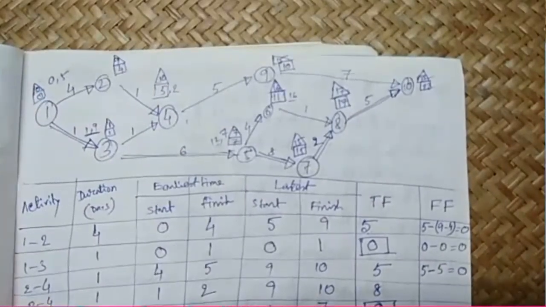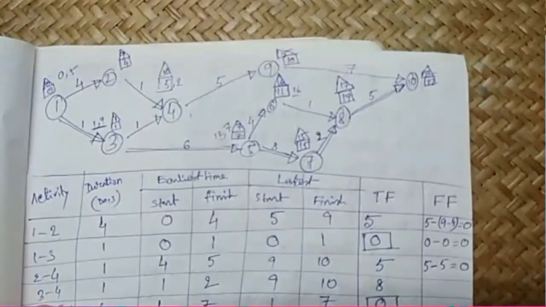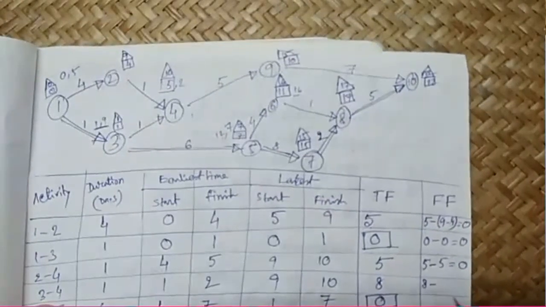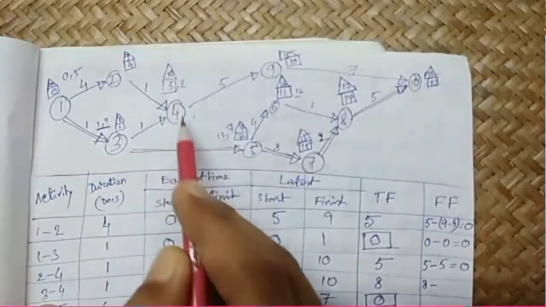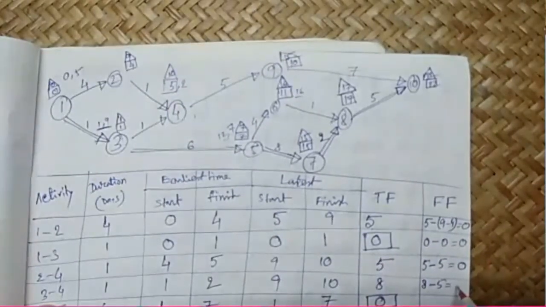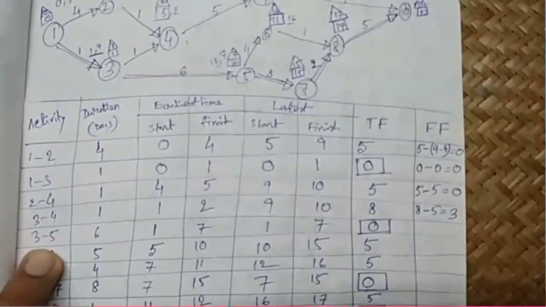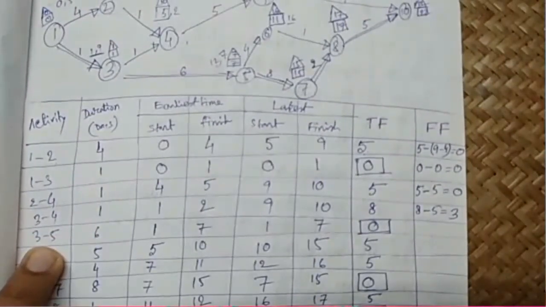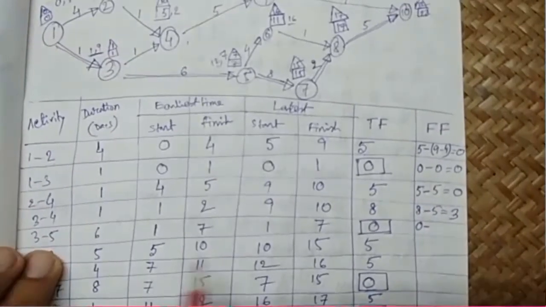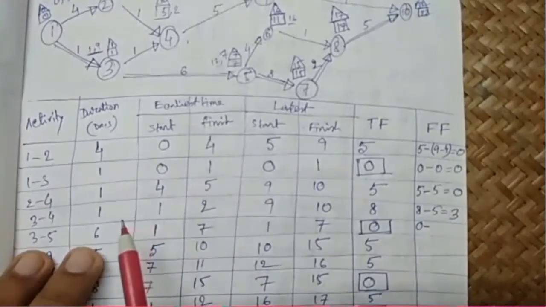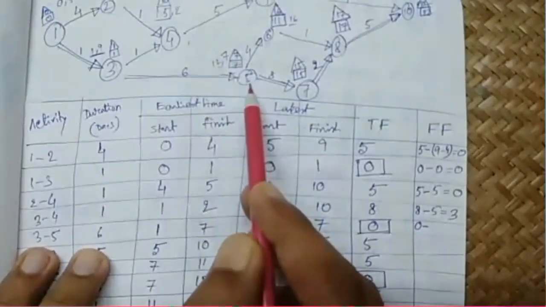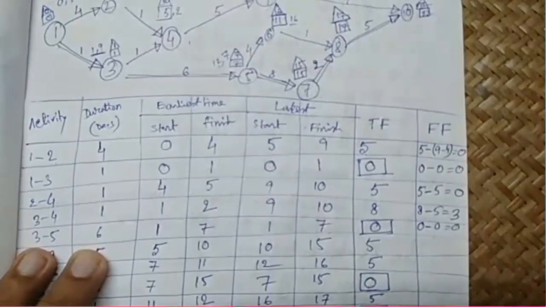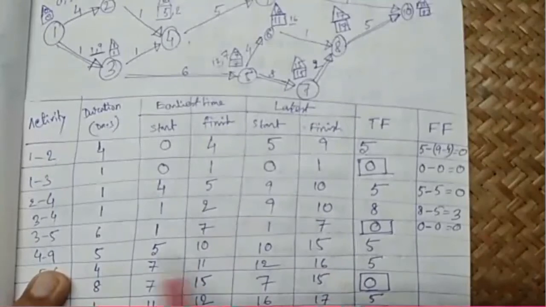This is also 0. For activity 3 4, total float is 8, and we come to this 3 4, and head event is 4. So 10 minus 5 becomes 5. So the free float becomes 8 minus 5, which is equal to 3. Next we go for 3 5. For activity 3 5, the total float is 0, minus the head event 5. So we go to 5 here. For event 5, the event slack is 7 minus 7, which will be 0. So this becomes 0 minus 0, which becomes 0.